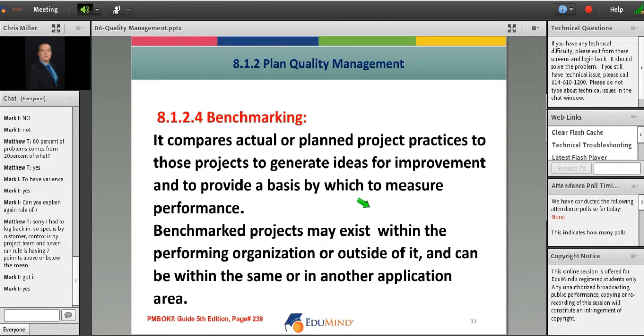All right, so benchmarking, which we've talked about over and over, compares actual or planned project practices to those of other projects to generate ideas for improvement and to provide a basis by which to measure performance. Benchmark projects may exist within the performing organization or outside of it, and can be within the same or in another application area.